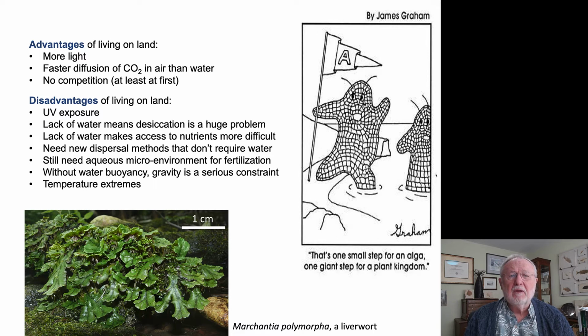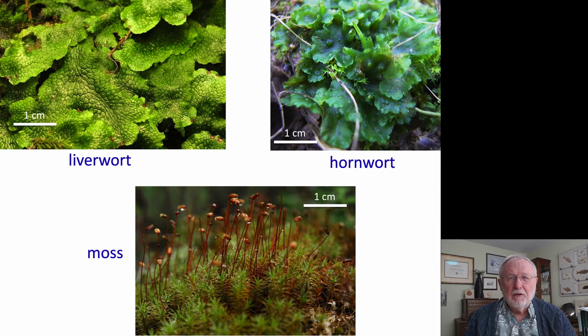The first plants to invade land were plants such as the liverworts, the hornworts, and the mosses. One of the features they have in common is that they're all small. Here you see the centimeter scale. They tend to be flat, so most cells are exposed to the external environment.